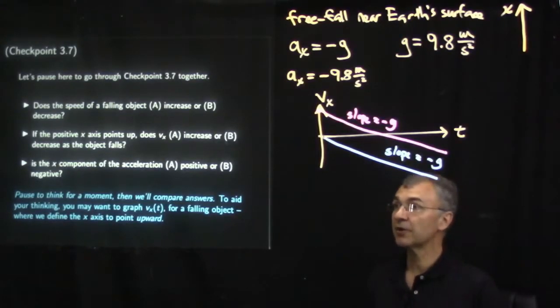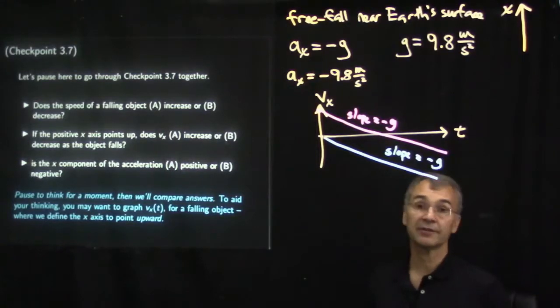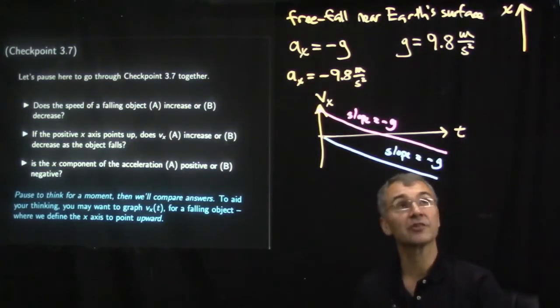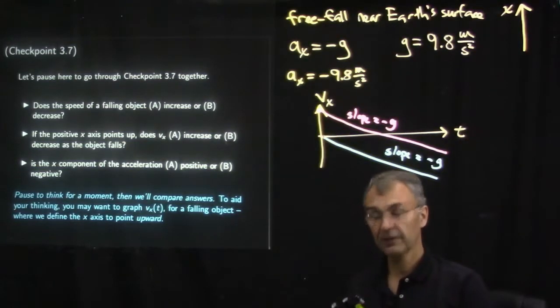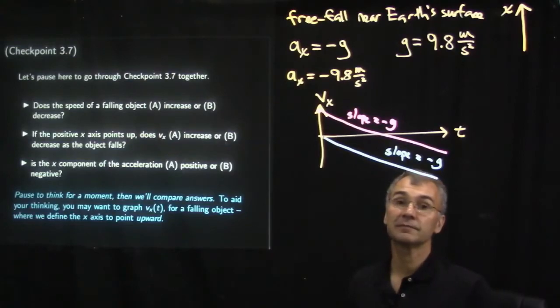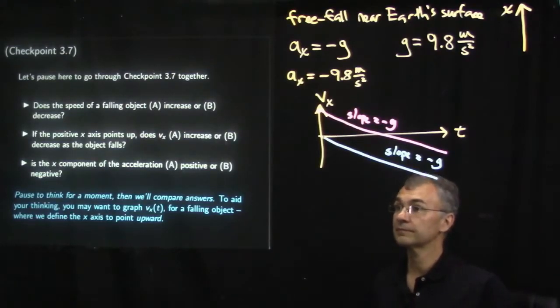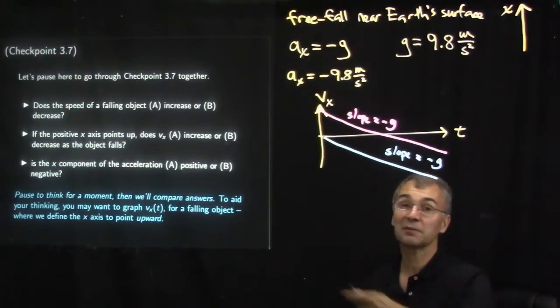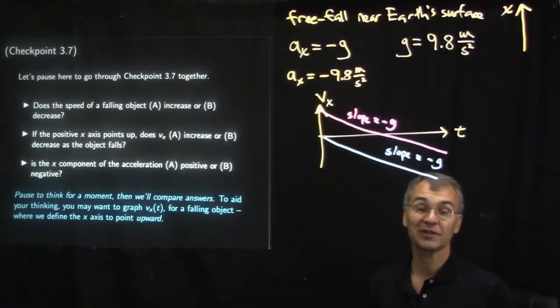Is the x component of the acceleration positive or negative? It's negative because the object is accelerating downward, and we've defined the x-axis to point upward. So the x component of acceleration is negative. I think now when you actually get to that checkpoint, you'll probably read it more closely than I did.